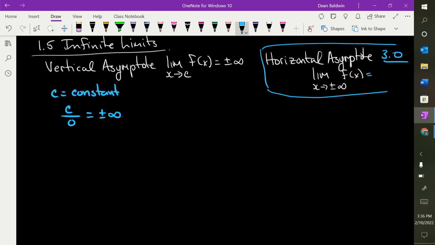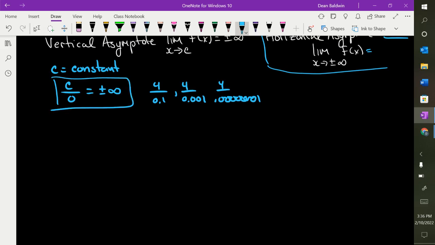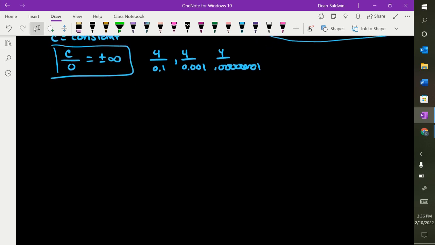And you could work it out if you divide smaller and smaller numbers. So if you're going 4 divided by 0.1, 4 divided by 0.001, and just keep getting smaller and smaller and smaller, you'll see that the value of that goes bigger and bigger and bigger. And if it gets infinitely small, you're going to get to positive or negative infinity, depending if it's a positive or negative number in the numerator. Okay, so you can do that if you want, but we're going to accept that any constant divided by 0 is equal to positive or negative infinity.